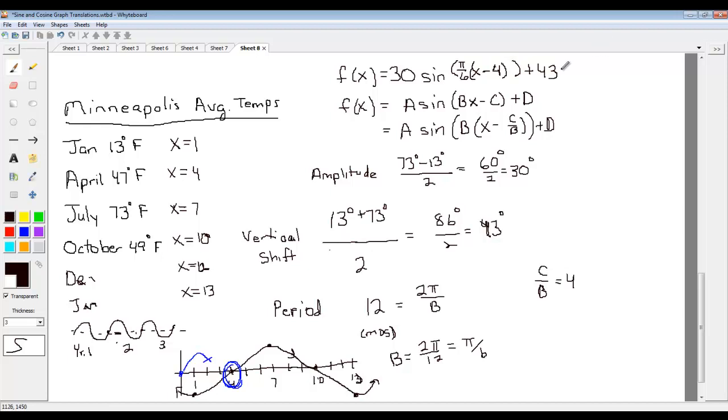Okay, so you have that, and then you can either leave it like that, or you could rewrite it. You can distribute the pi over 6 and have pi over 6 minus 2 pi over 3 in there. Because phase shift of 4, that's the c over b, so that's right here. It's 4 to the right, so minus 4, because the form is minus. And there you go. There's your completed function to model what's happening in Minneapolis with their temperatures.